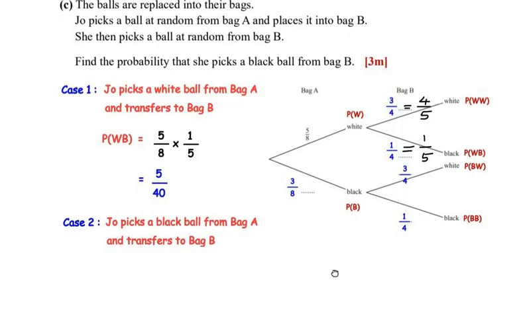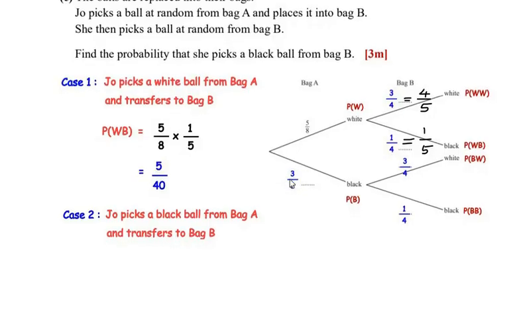Now the second case is that Joe picks a black ball from bag A and she transfers it into bag B. So now again the total number of balls in bag B is going to change. So here we are going to write the total balls as 5 and here also we are going to write 5. And since she is going to add a black ball to bag B, the number of white balls is going to remain the same, that is 3, but the number of black balls is going to increase, that is from 1 it is going to be 2. So these are the new probabilities of bag B.